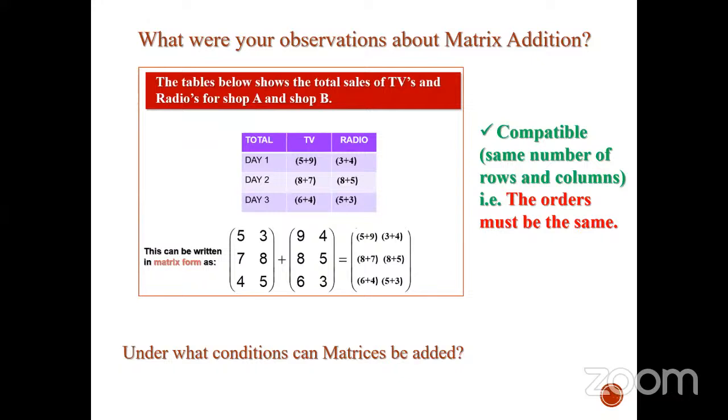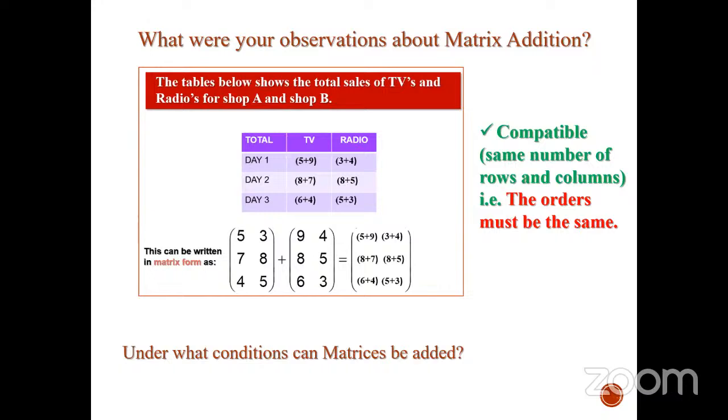Let's try another one. Look at 7 and 8. 7 from the first matrix is in row 2, column 1, so it's in position 2,1. The 8 from the second matrix is also in position 2,1. So when I add 8 plus 7 together, the total is also in the same position, 2,1. All right? So we're saying for matrices to be added, I must check to see that they are compatible.